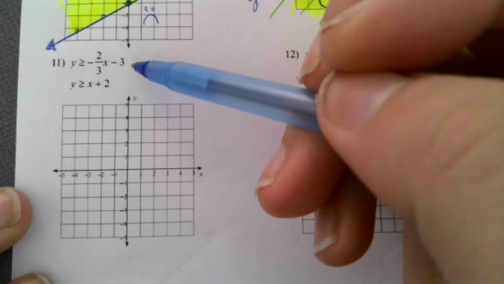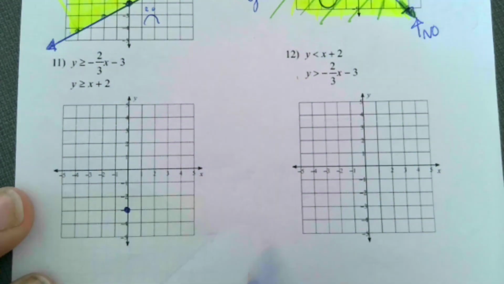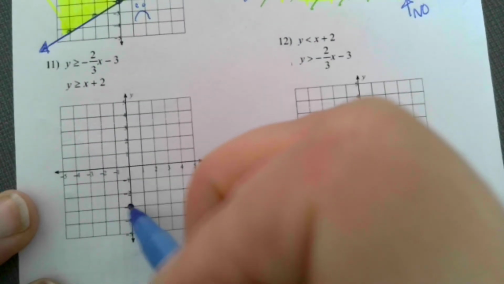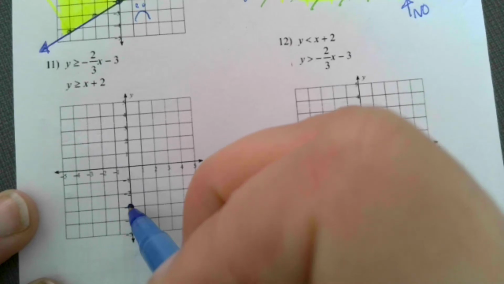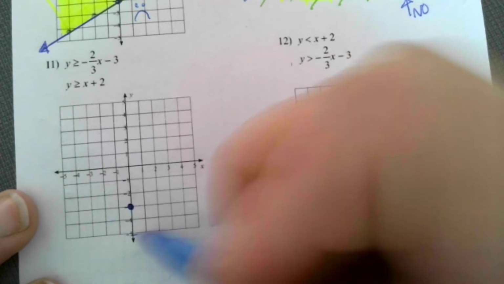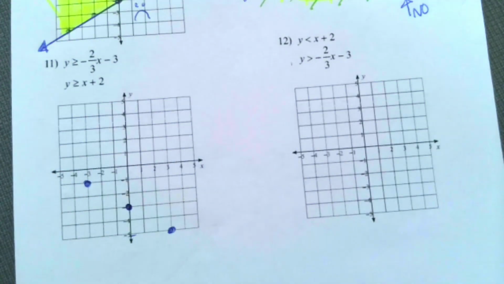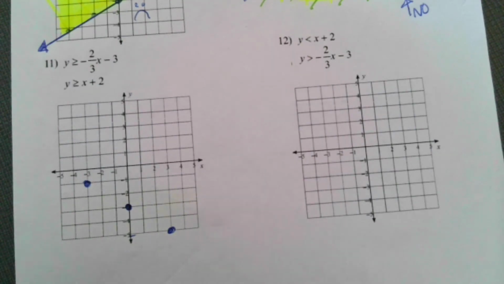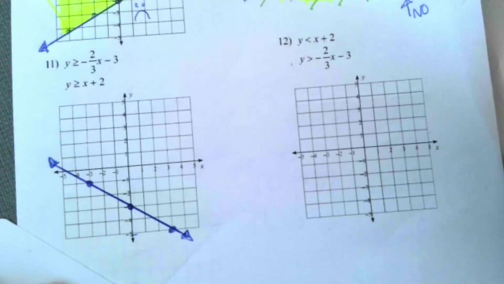What's your y-intercept, y'all? Negative 3. What's my slope? 2/3. Is it? -2. Yeah, so I'm going to go down 2, right 3. Dashed or solid? Solid. Shading above or below?